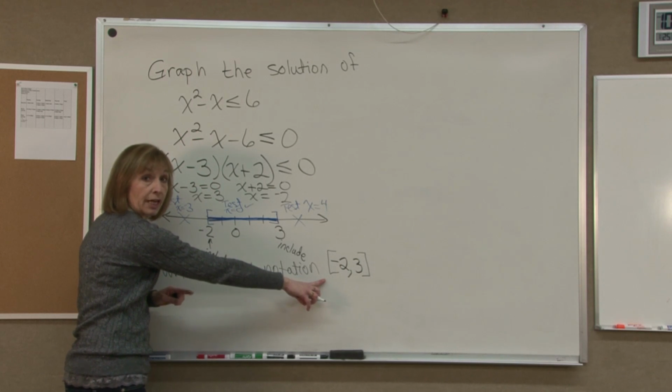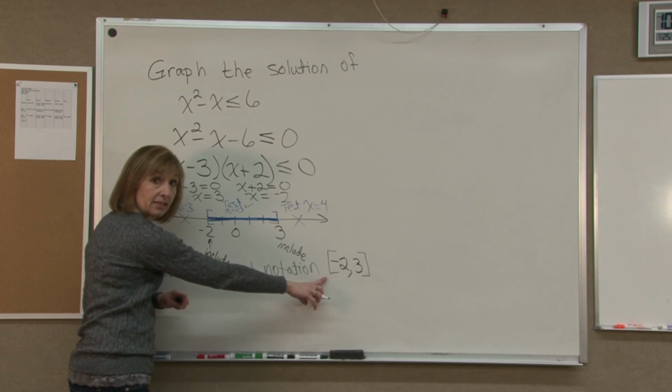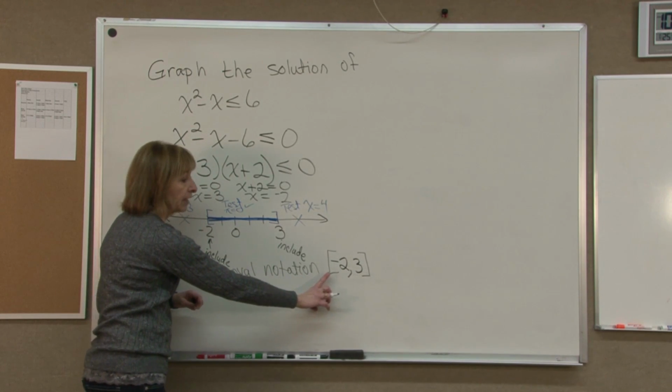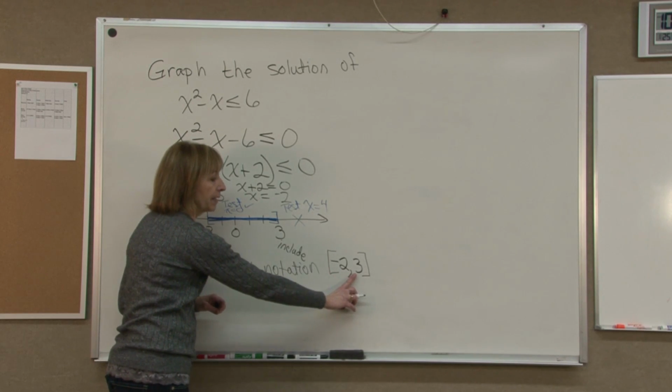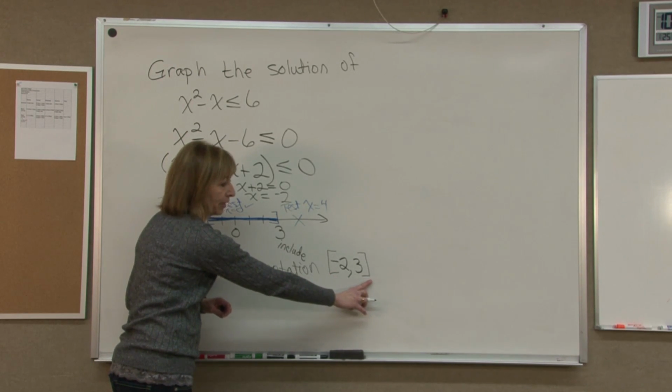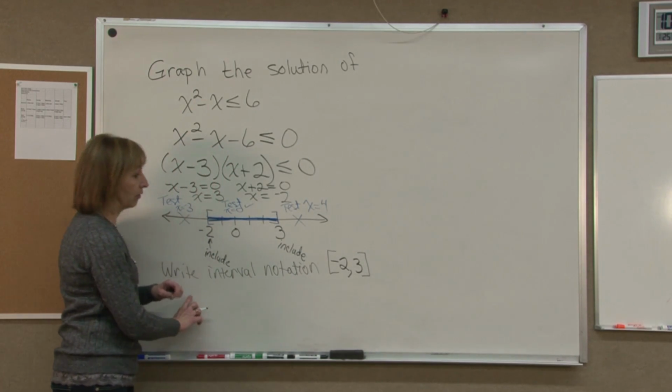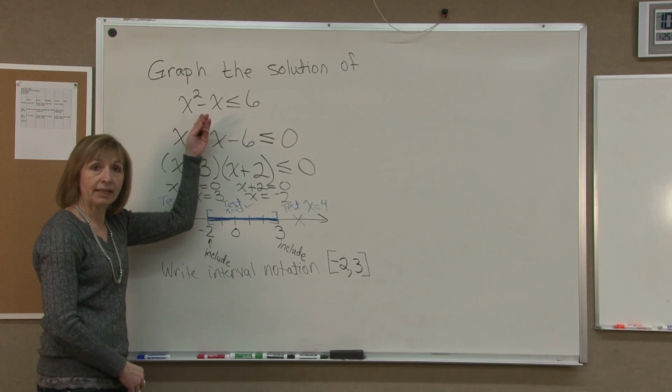So this interval notation represents all the real numbers that start at and include negative 2 all the way up until you get to and include 3, which is the solution set also of our original quadratic inequality.